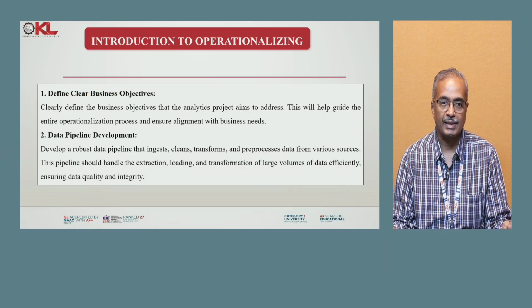So what are the steps involved in this? The first one, we have to define clear business objectives. To work with the problem, first of all we have to get a clear idea about our objective, because to define the objective, first the problem should be clear, then only we can define a correct objective. The second one, data pipeline development.